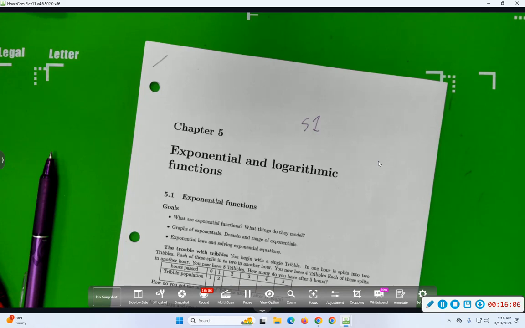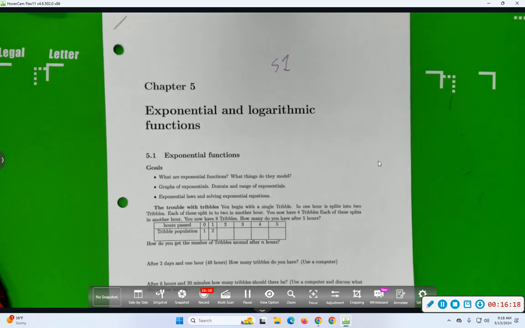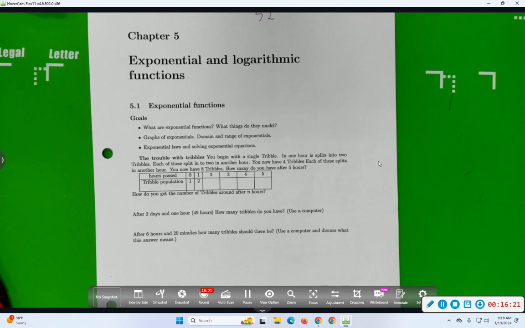Well, how about this? Let's just see this warm-up example for what an exponential is. And hopefully it'll feel reasonably familiar. If not, that's okay. So, let's talk about the trouble with triples. You begin with a single triple, a very small, cute, fuzzy animal. These have the troubling property that they reproduce very fast. After 1 hour, that one triple will split into 2 triples. Each of those 2 triples will split after another hour into 2 triples each, so 4 triples.